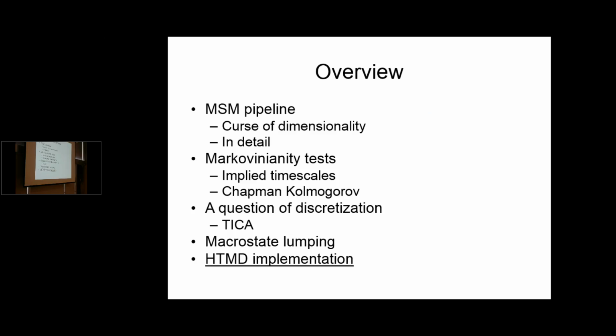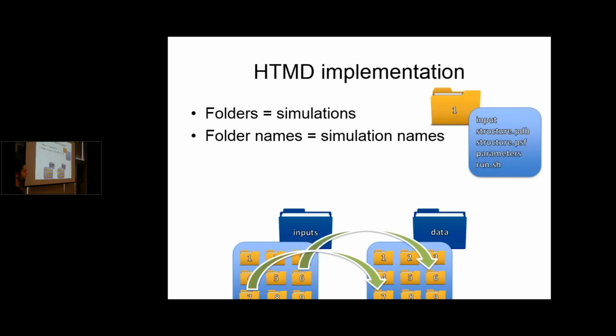Okay, so let's talk about the implementation in HTMD of Markov state models. I wanted to mention one thing that Johnny also mentioned yesterday, which is that each simulation needs to be in a separate folder, and we consider them as units of execution. We can imagine a folder called 1, which has all of the input files that were used to run your simulation. It might even contain your trajectory if you want. The name of the folder is the name your simulation is going to have.